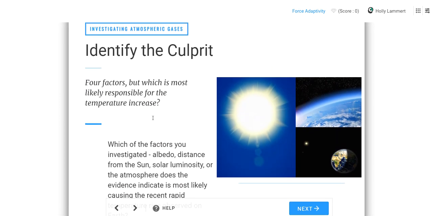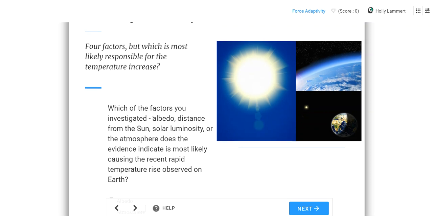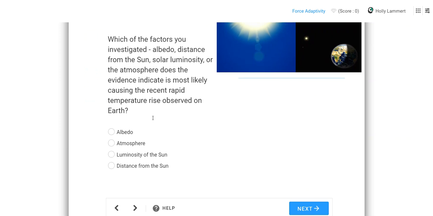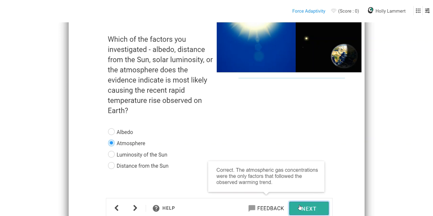And now we need to identify the culprit. Which factor is most likely responsible for the temperature increase? Which of the factors you investigated, albedo, distance from the sun, solar luminosity, or the atmosphere, does the evidence indicate is most likely the cause? And I would say the biggest effect there is probably the atmosphere.